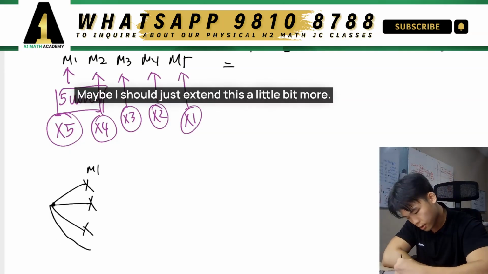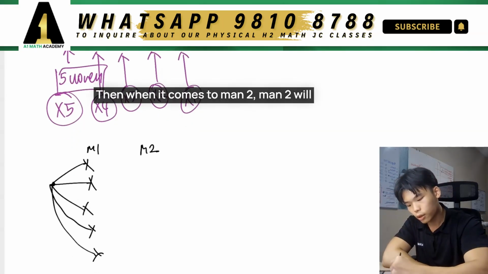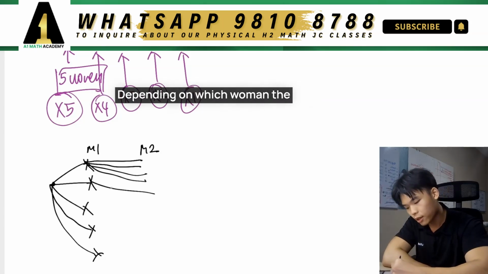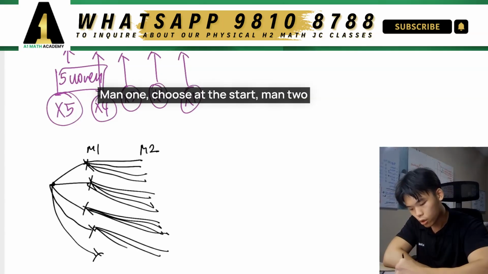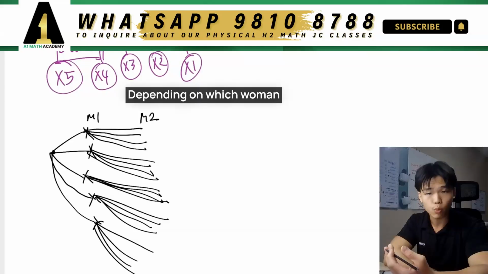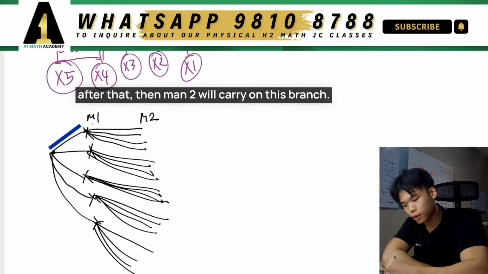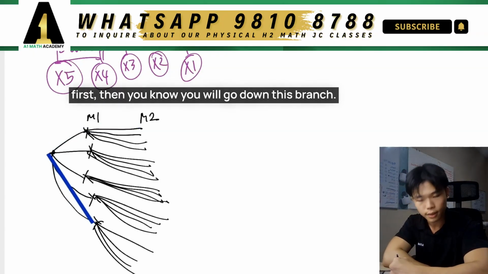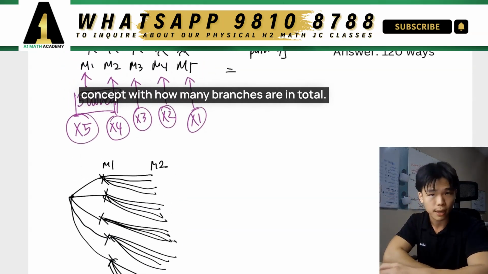Okay, maybe I should just extend this a little bit more, right? The man 1 over here, right? Then when it comes to man 2, man 2 will have 1, 2, 3, 4 different pairings, right? Depending on which woman man 1 chose at the start. Man 2 will have 4 different pairings. You can imagine it like 1, 2, 3, 4, right? Depending on which woman the guy chooses, right? If man 1 chooses, say, this woman first, then man 2 will carry on this branch, right? But let's say when man 1 chooses this woman first, then you will go down this branch. But at the end of the day, we are just concerned with how many branches are there in total.